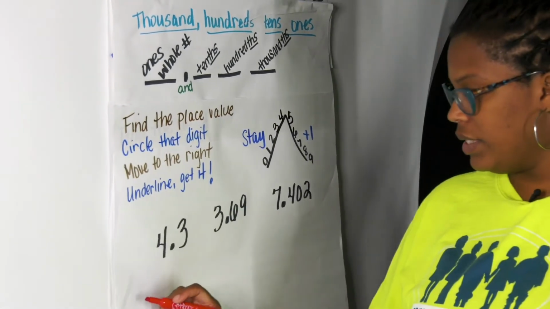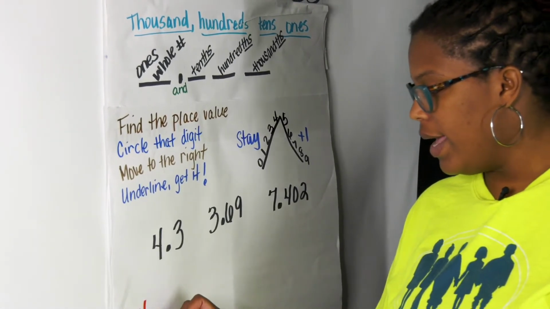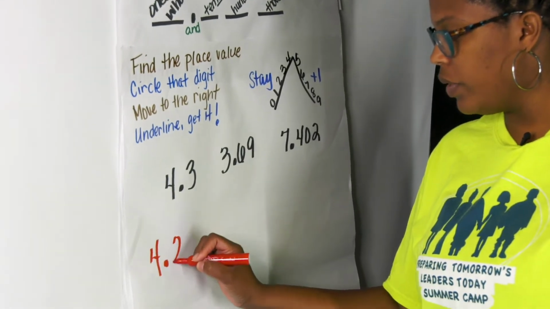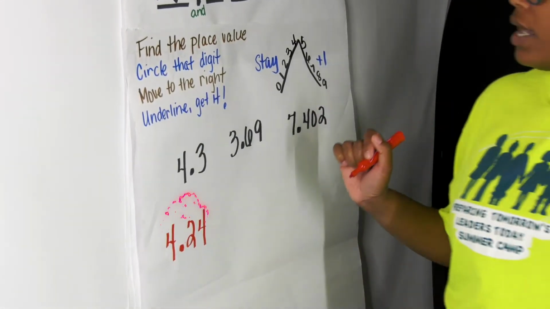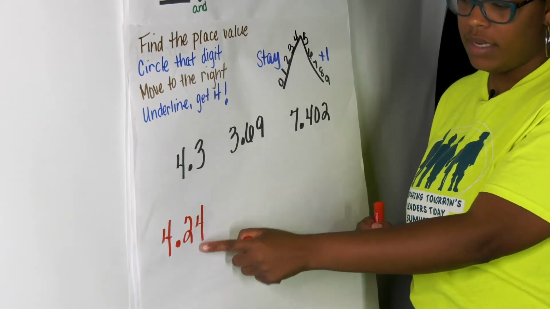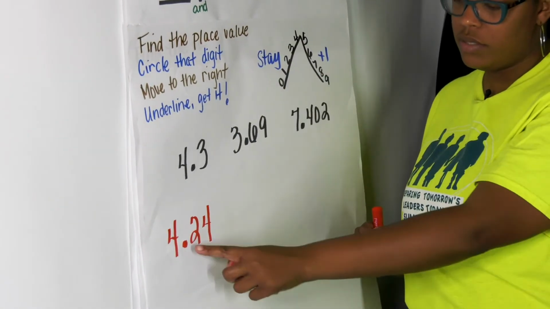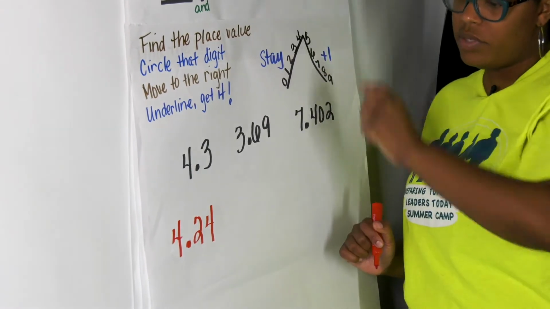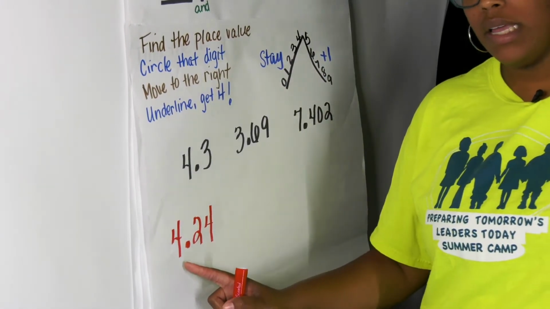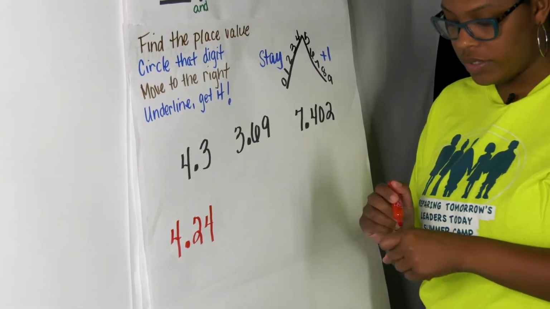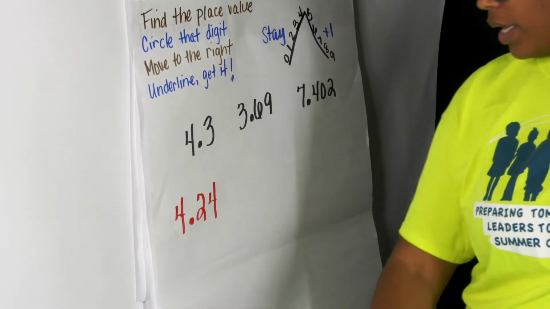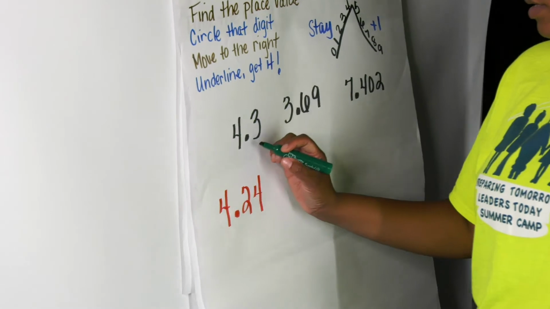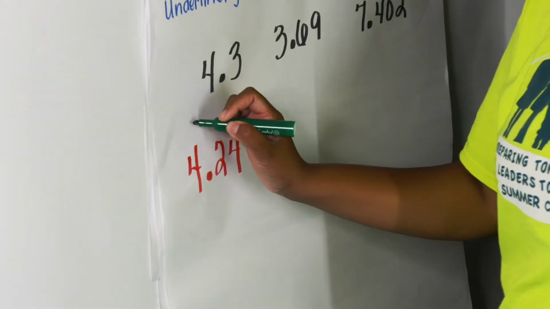So let's start with this number here, 4 and 24 hundredths, because it ended in our hundredths place, 2 places after the decimal. That's 4 and 24 hundredths. So I want to take 4 and 24 hundredths, and we're going to round that to the nearest tenths place.